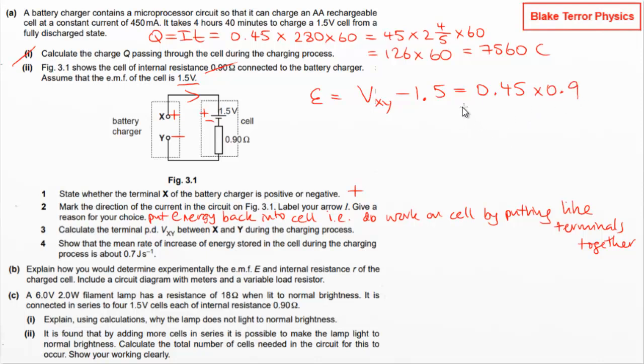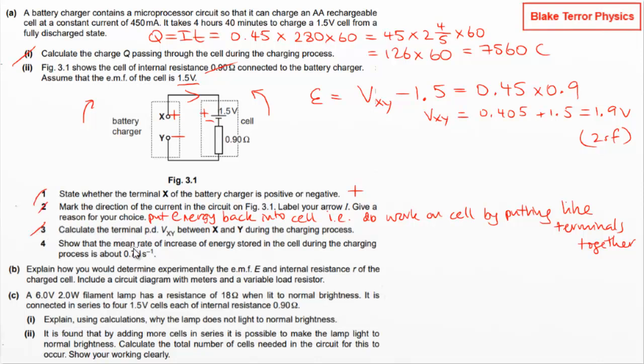So that's just our V equals IR statement really, but you have to take the EMFs as being vectors. So we've got the VXY pushing clockwise, we've got the 1.5 volts pushing anti-clockwise, so that is our net EMF, and that is equal to the current multiplied by the resistance. So VXY is going to be equal to 0.405 plus 1.5. So 1.9 volts to two significant figures.